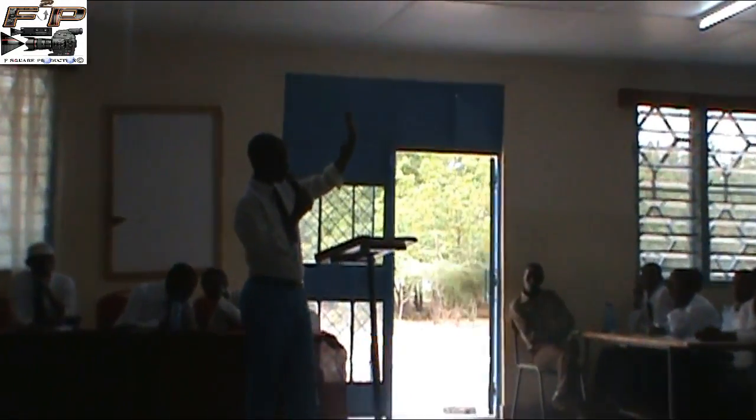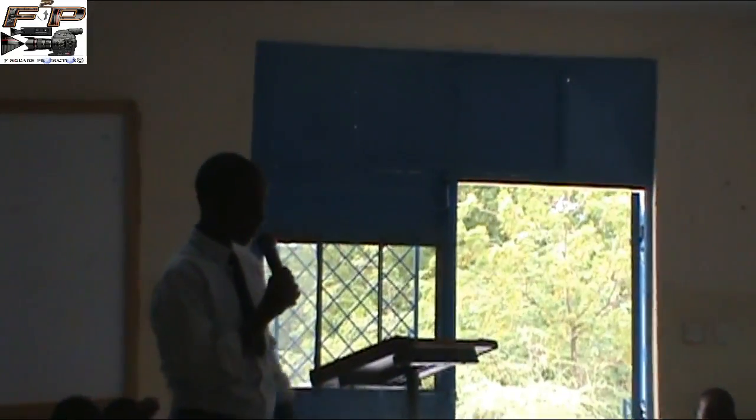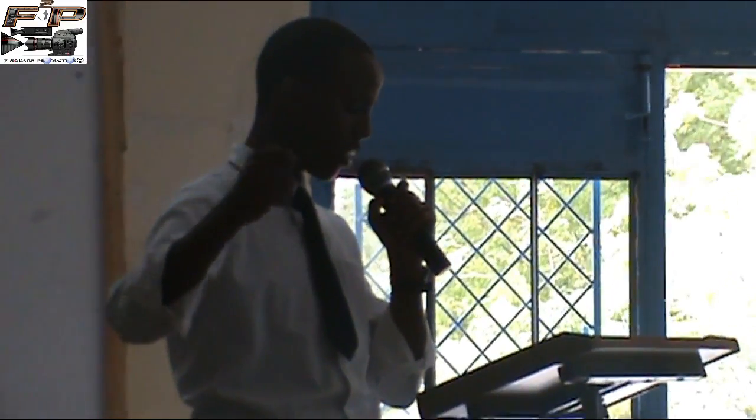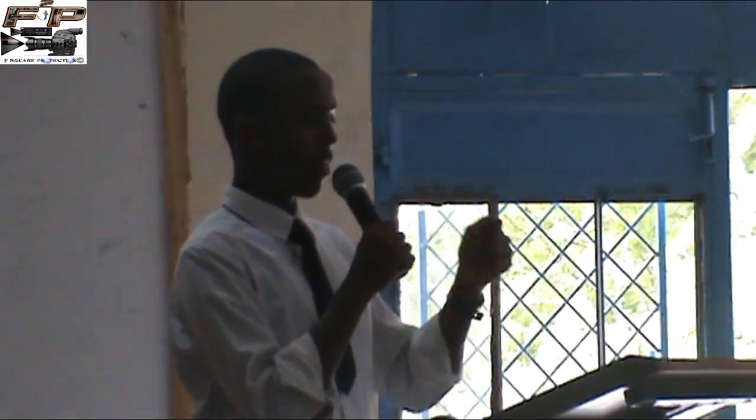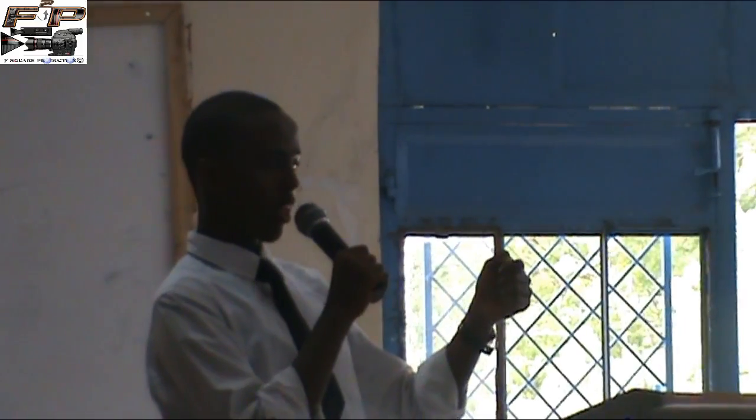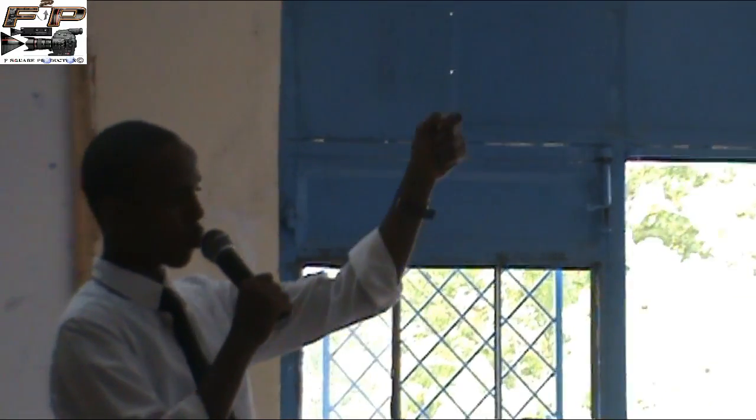Thank you. Let me finish, time is running. The second problem caused by rural-urban migration is high rent. When people from the rural areas come to the urban areas, the demand for rental houses increases. Hence, the increase of rent, which will result in high cost of living.